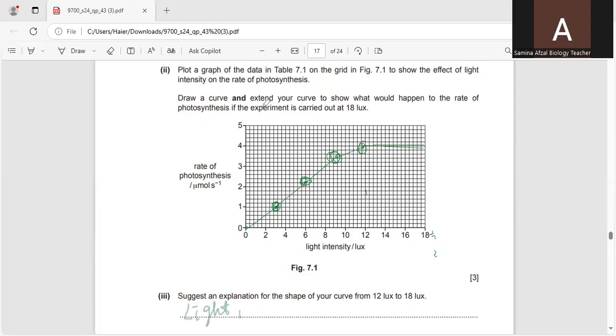light intensity is not limiting at this stage. Why is it not? Because you can see it is maximum light intensity which a plant can have for the process of photosynthesis. So but we can say that the carbon dioxide can act as a limiting factor.